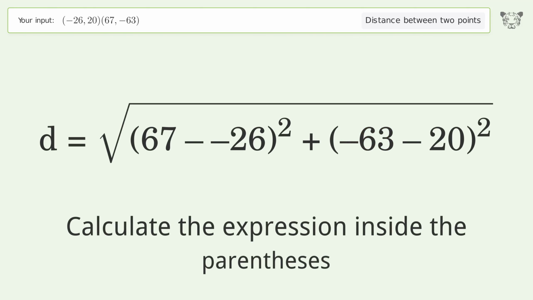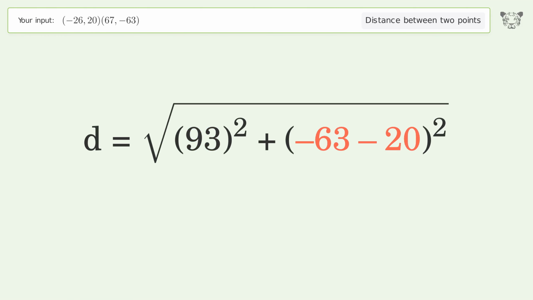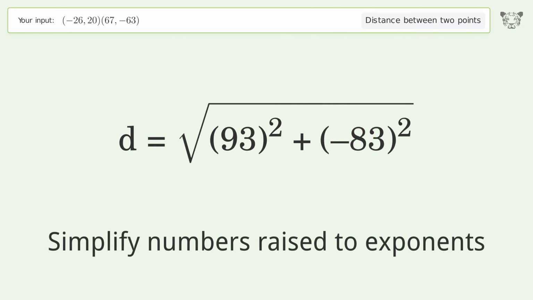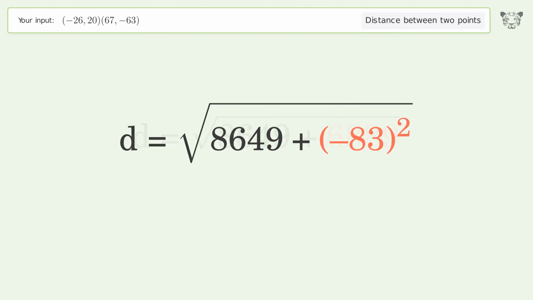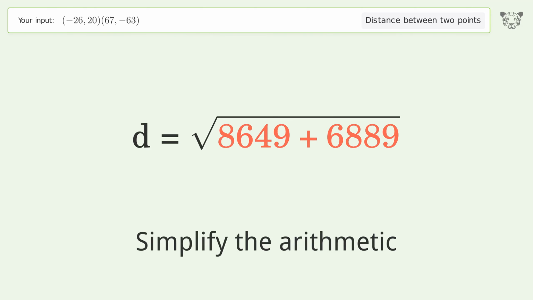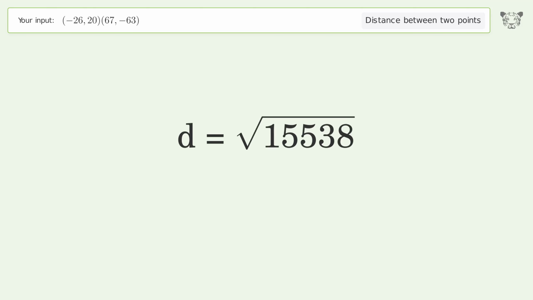Calculate the expression inside the parentheses. Simplify numbers raised to exponents. Simplify the arithmetic. And so the distance between the 2 points is the square root of 15,538, or 124.652.